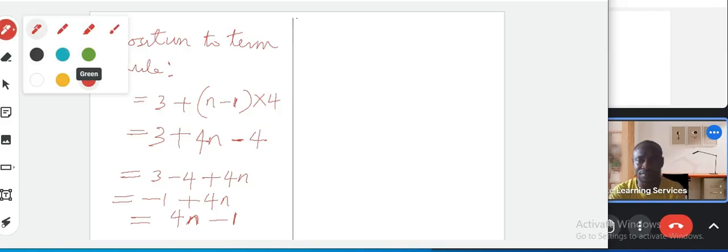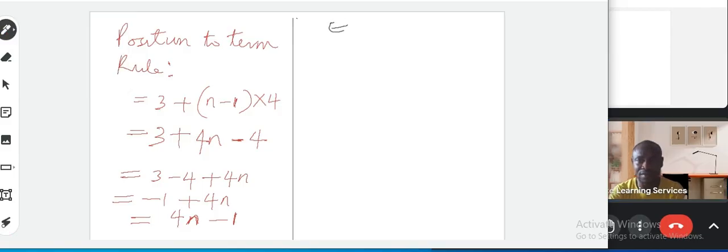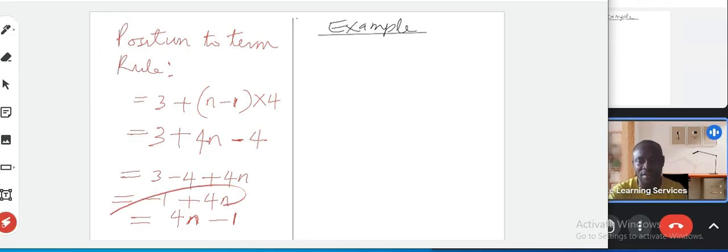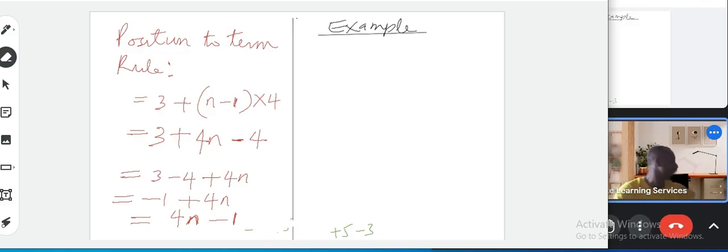Did you see that? I need you to do another example. Wait, I have a question. Go ahead. Why did the 4 and the 4n switch? No, it doesn't matter. You don't have to switch it. It's just another way of writing it. If I wrote minus 1 plus 4n, you can write it as 4n minus 1. It's the same thing. For instance, if you had minus 3 plus 5, it's the same thing as writing plus 5 minus 3. You get the same answer. I didn't switch anything. It's just a neater way of writing it, okay?